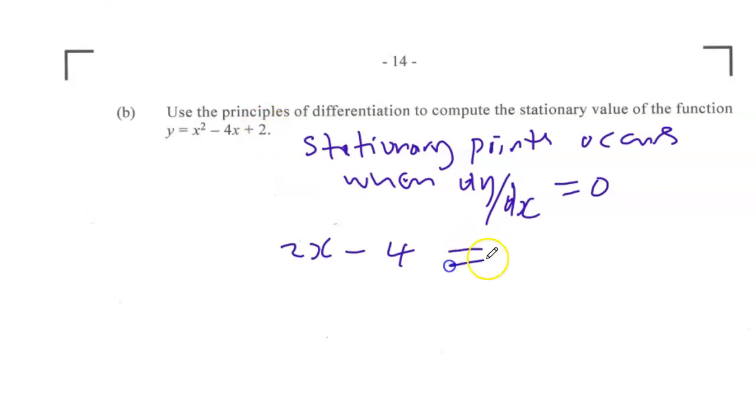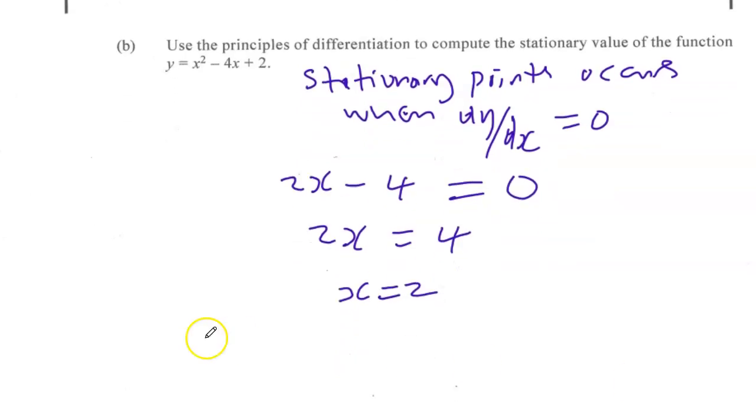So on the left hand side there, we have dy by dx equated to 0 and solve. Add 4 to both sides, we get 2x equal to 4. Divide both sides by 2, we get x equal to 2. So now we need the stationary value, which is the y value. So we have the x value, so we need now the y value. To get the y value, we can just substitute the x value into the function.